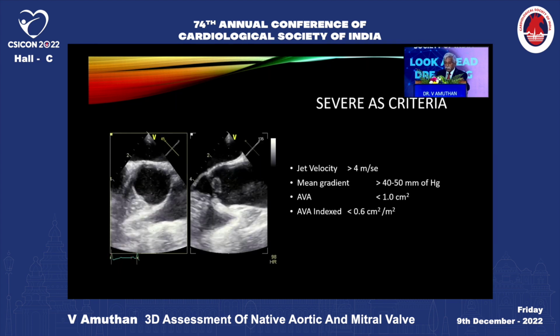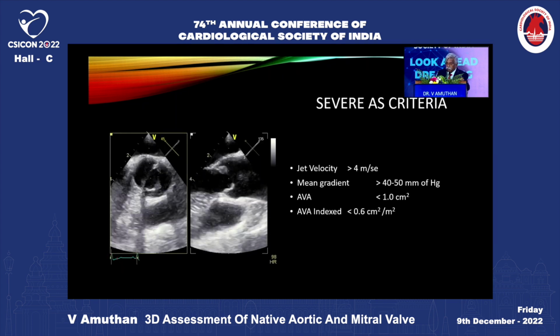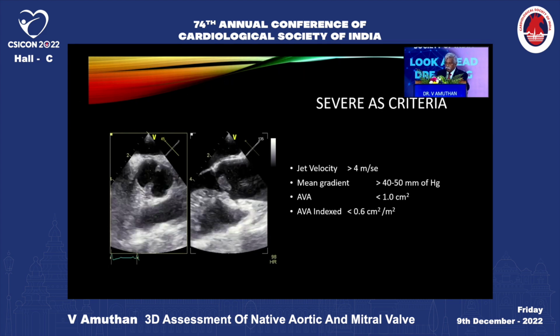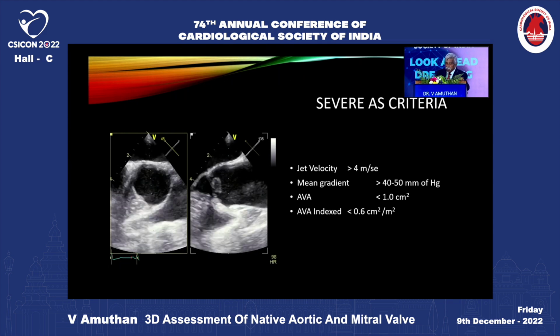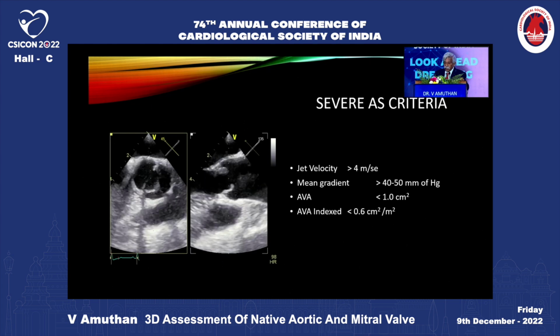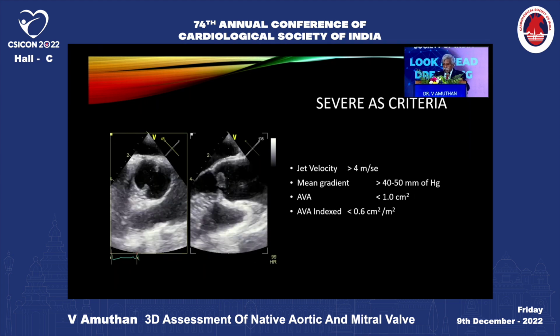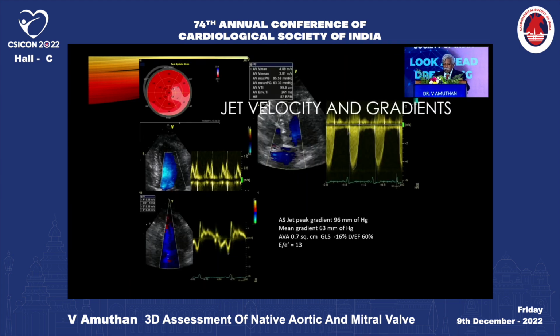Aortic jet velocity and other things. The severe aortic stenosis criteria is jet velocity more than 4 meter per second, mean gradient more than 40 to 50, and aortic valve area less than 1 square centimeter. This is the jet velocity and the gradients. There are two groups in this. One is the high gradient, second is low gradient. High gradient is always easy to diagnose.